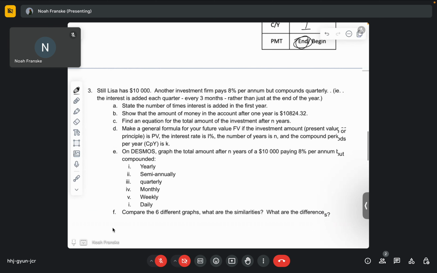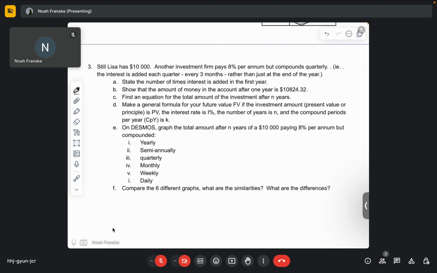So once again, we have Lisa with $10,000 here. Another investment firm pays 8% annually, but it compounds quarterly. What that means is you get 8% per year, but they chop it into pieces. They chop it into 4 pieces. So you're getting 2% every quarter. And a quarter, it says right here, it's every 3 months, right? Because there are 12 months in a year. So every 3 months, you get 2% instead of getting 8% all year.